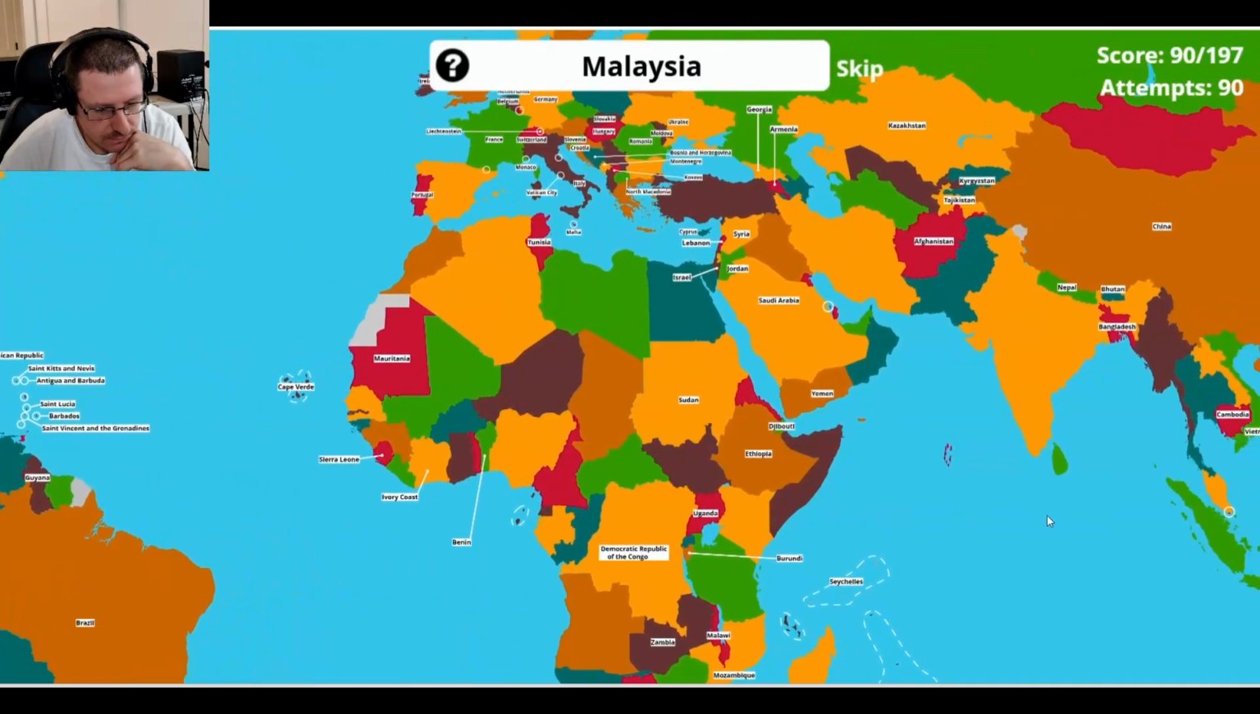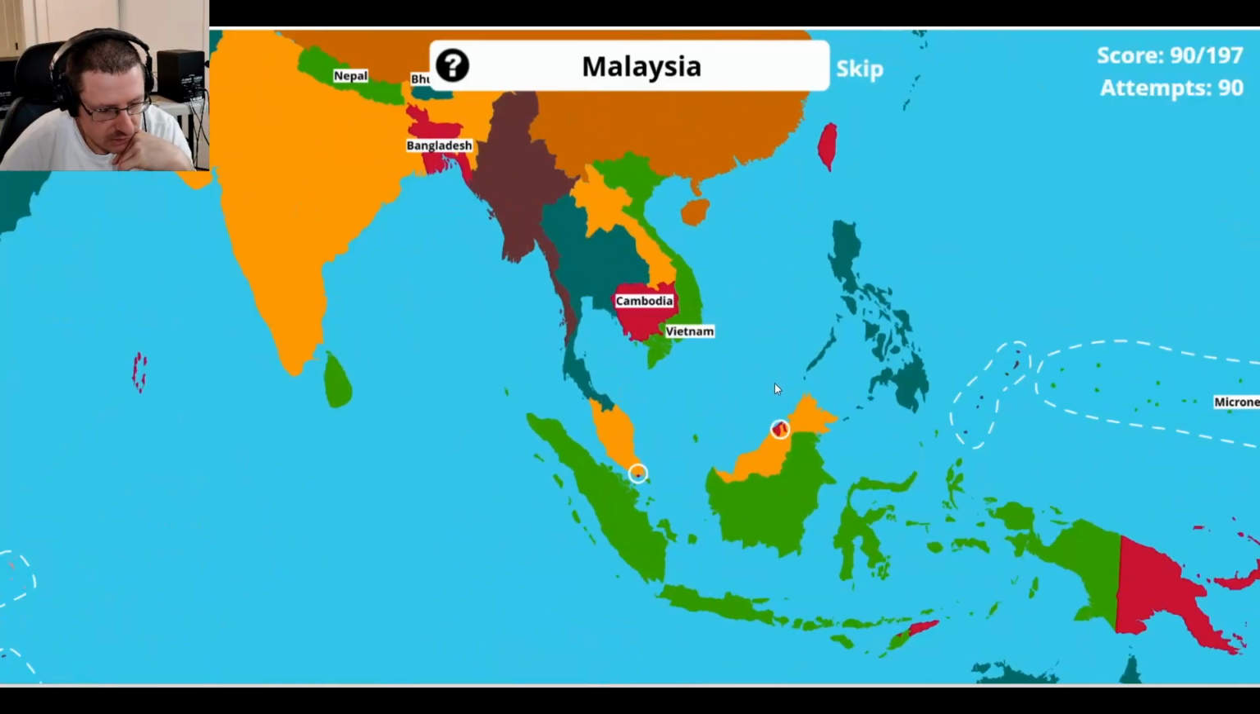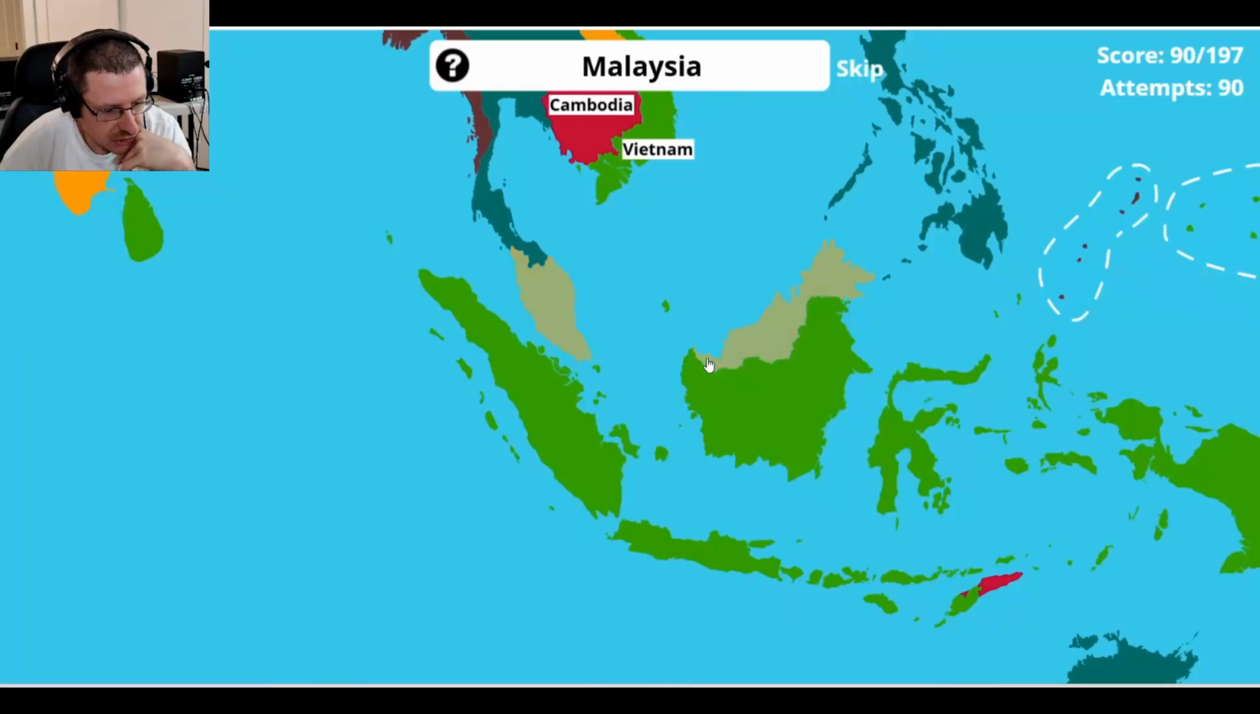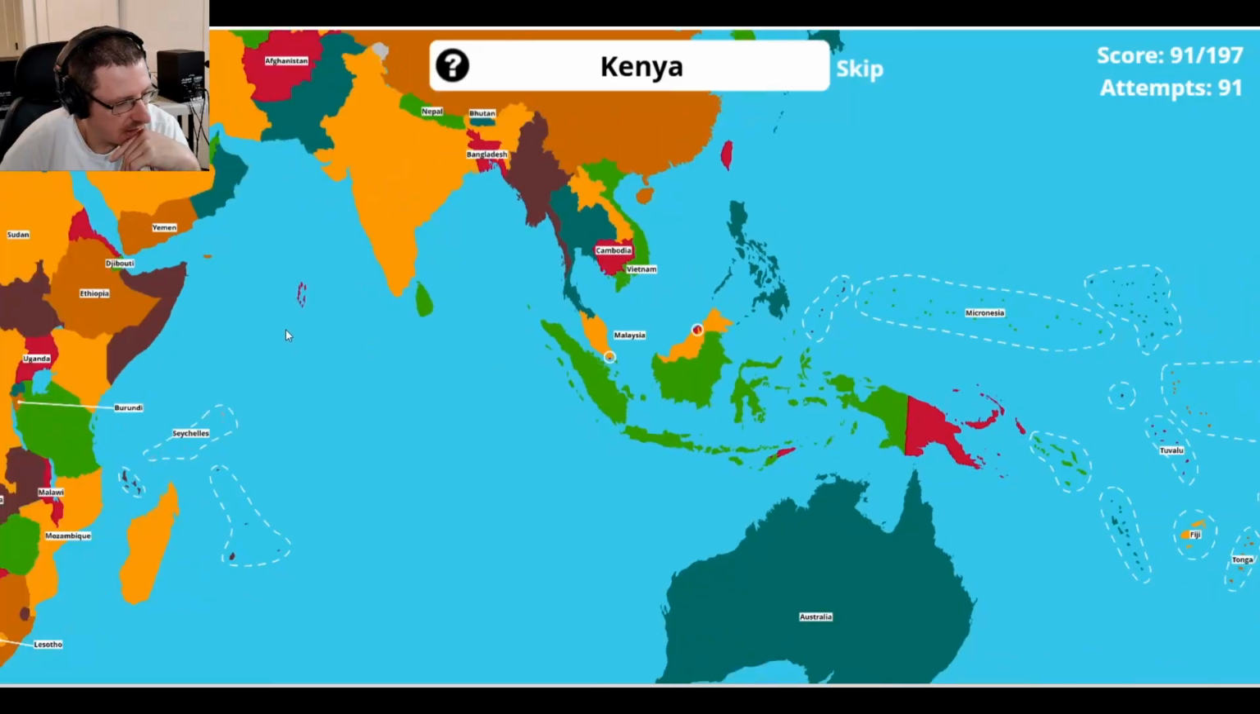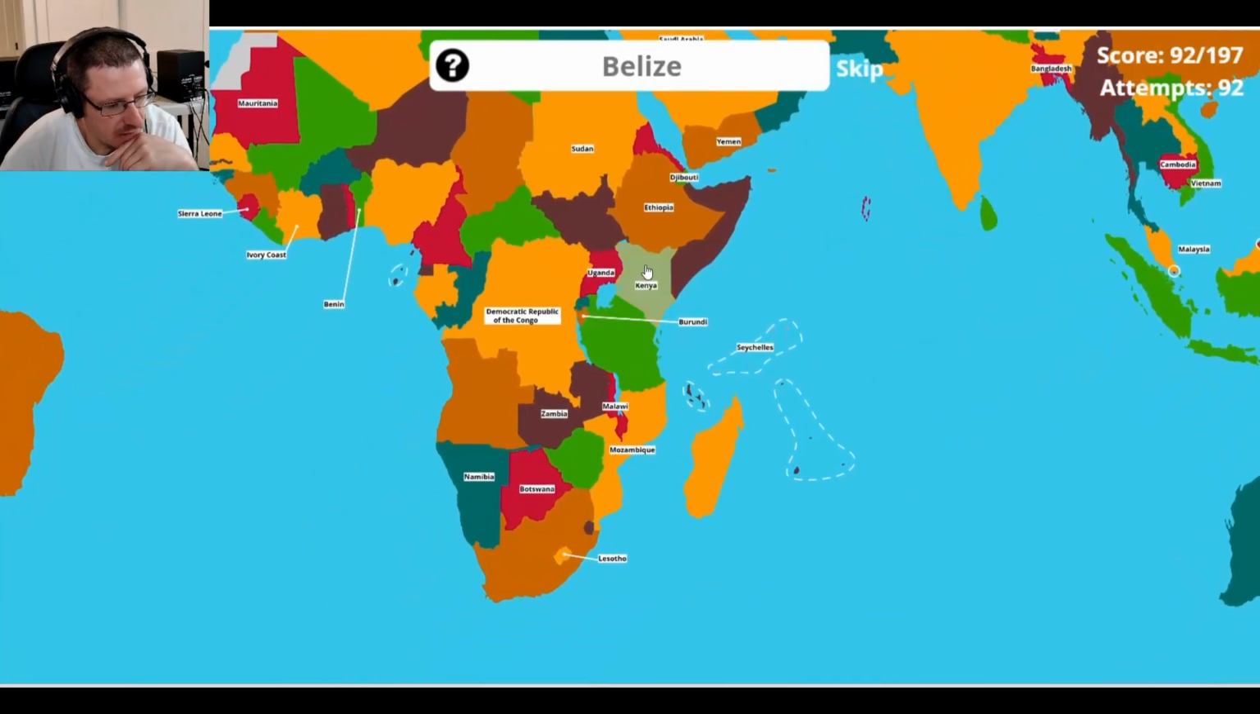Malaysia is right here. Yeah, this is Malaysia. It's 2 chunks of land. Some of the biggest caves in the world are found in Malaysia. Kenya is right here. Kenya, along with Ethiopia, is famous for its long distance runners.